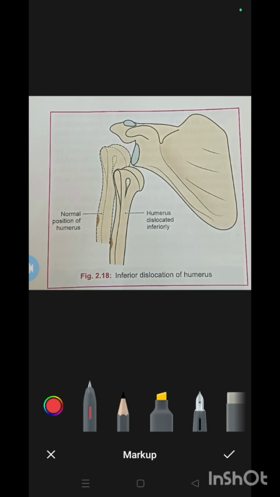It means that when the humerus is in the normal position, due to an outstretched hand or something happening at the shoulder joint, the humerus will come into the inferior aspect, so that the joint will be more unstable for work.